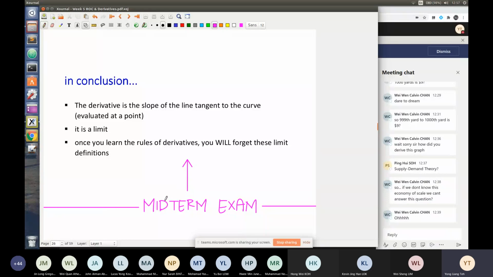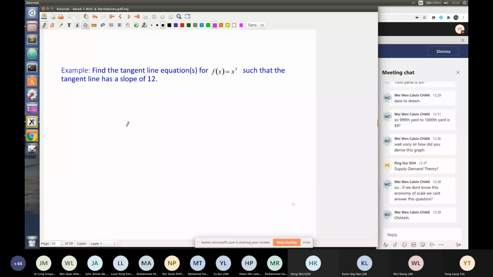I will make an announcement in MS Teams. I'm going to work this out offline and then post it in MS Teams as well, under the files, so that you can prepare your revision for this. Questions?